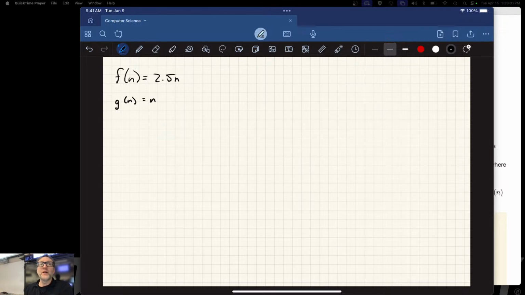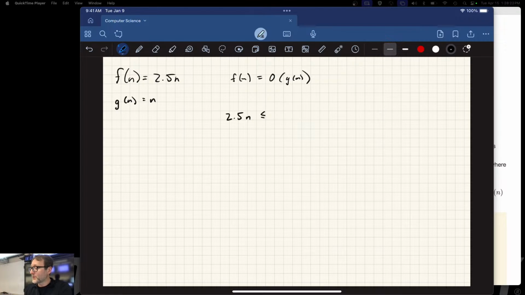They're both linear, right? So neither one is. I could prove that f of n is big O of g of n, or I could prove that g of n is big O of f of n, because they're both true. Let me go ahead and show that f of n, however, is big O of g of n. All you have to do is set up your inequality.